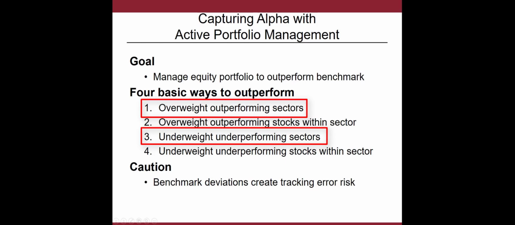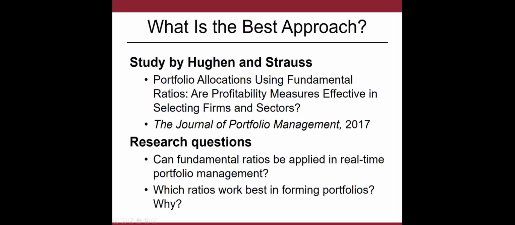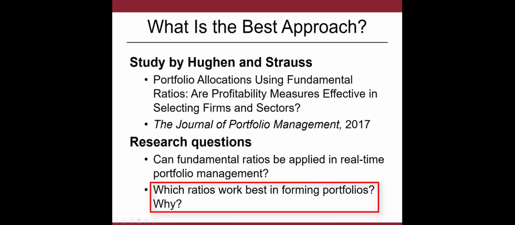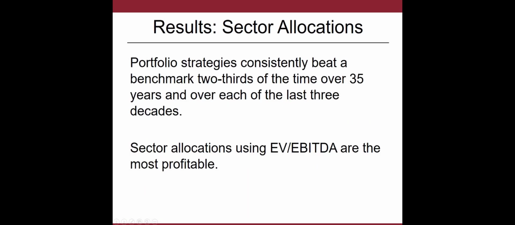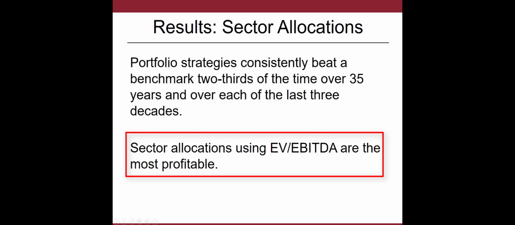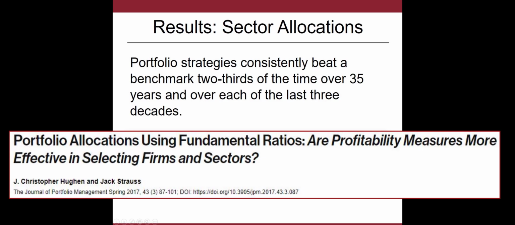One approach is to simply look at these sector valuations at one point in time, and I've mentioned that one very good approach to doing these sector allocations is to do a comparison using the enterprise value to EBITDA. We found this was a ratio that performed consistently over the last 35 years. And again, if you want to learn more, you can look at my article that I co-authored in the Journal of Portfolio Management in 2017.